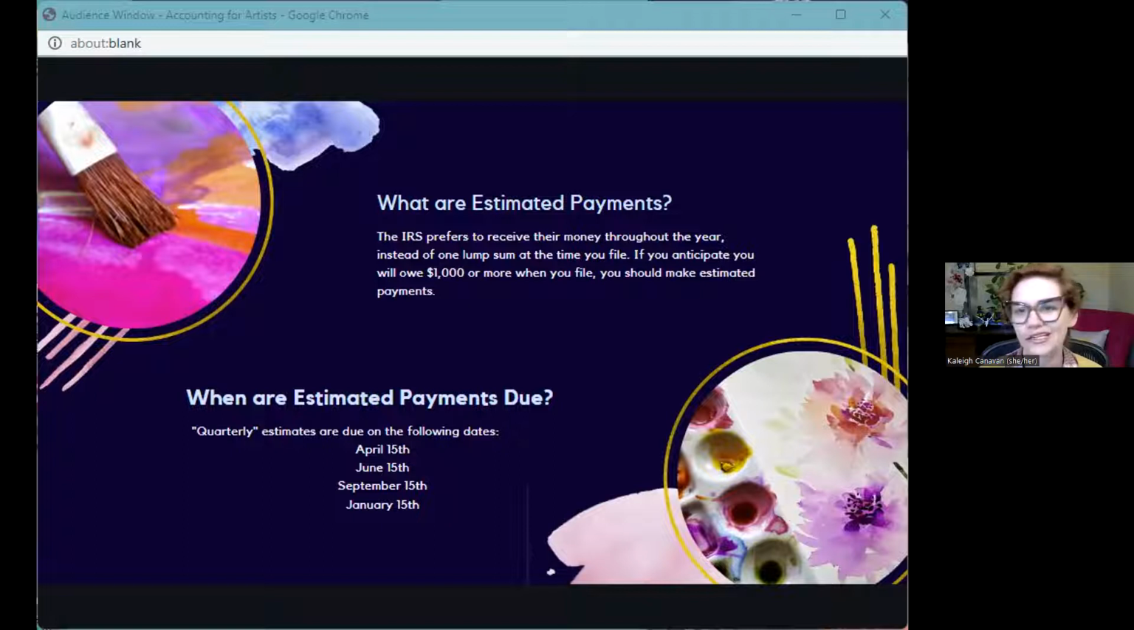That said, all we can do is our best, right? Especially in an industry such as art, where it's kind of feast or famine. So the schedule for making estimated payments quarterly is April 15th, June 15th, September 15th, and January 15th.